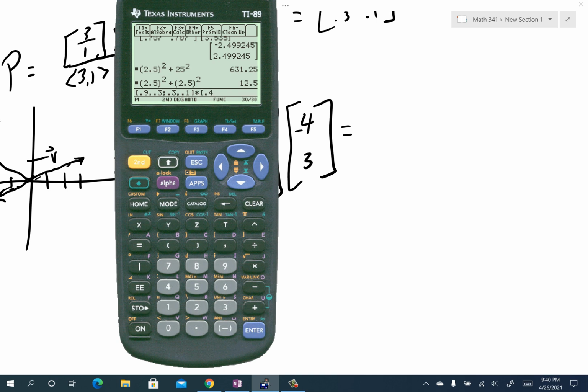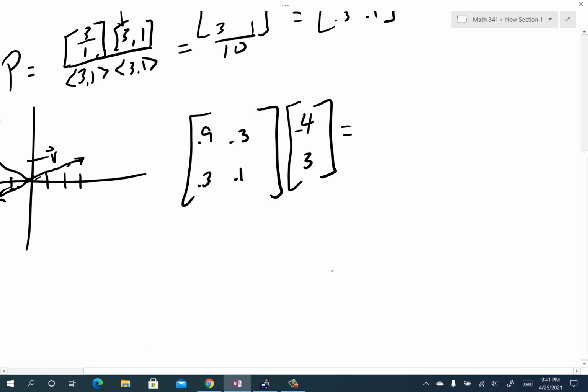Negative 4, semicolon, 3. Look at that. Now, oh, jackass. Oh, look at that. I hit 0.4 instead of negative 4. Of course, you already saw that. What? Negative 2.7. Wait for it. Negative 0.9. What? Now, Jay, could you prove this to me?